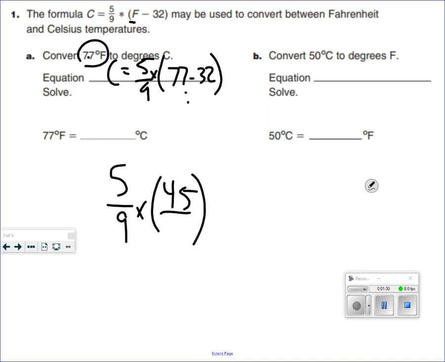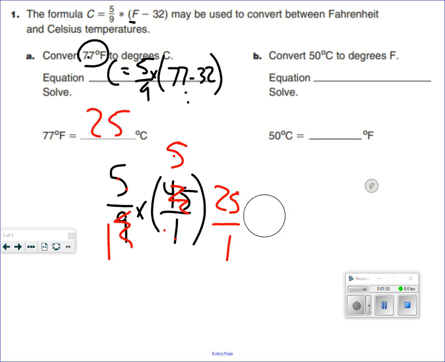Well, we just put a 45 over 1. We can look to see if we can cross reduce. We can't do anything with this 5 and 1, but the 9 and the 45, we can divide them both by 9. So 9 divided by 9 is 1. 45 divided by 9 is 5. All we have to do now is multiply across. 5 times 5 is 25. And 1 times 1 is 1. So my answer is 25 degrees Celsius.